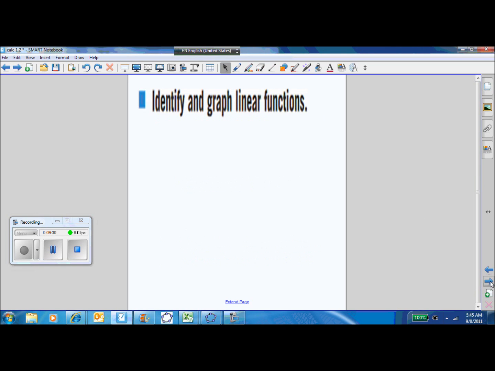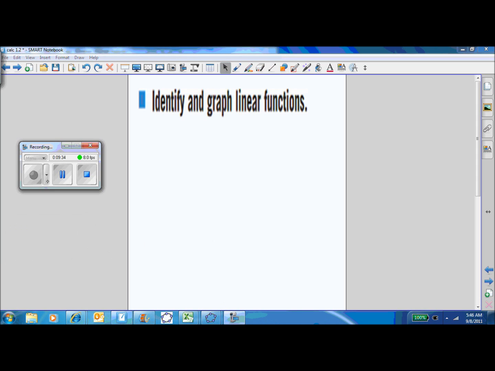Next topic is identifying graphs of linear functions. Linear functions are of the form f of x equals mx plus b.